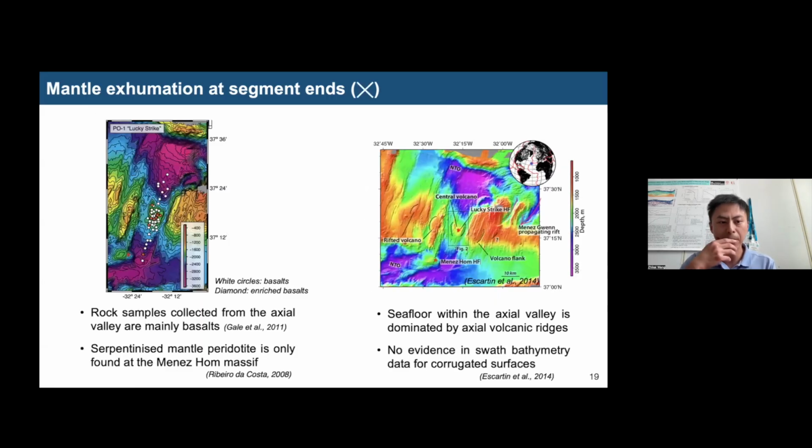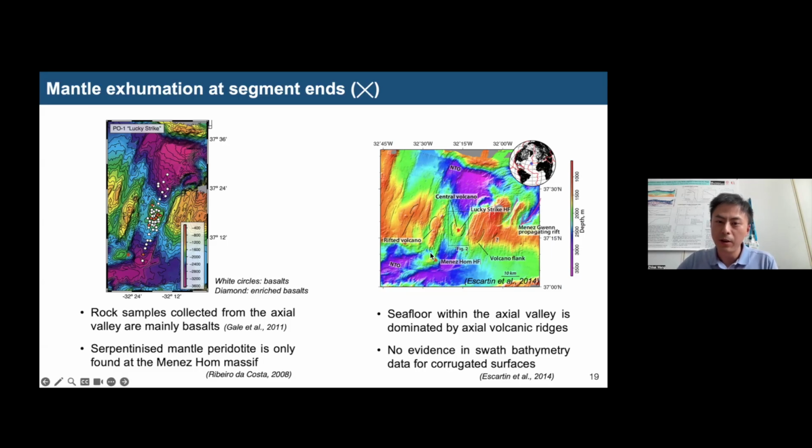So first, there are some dredging studies from this ridge segment, and the rock samples collected, which are shown in this figure, the diamonds or white circles, are mainly basalts. And to my knowledge, only one piece of serpentinized peridotite was dredged from here, which is called the Menez Hom Massif. This red star. It's at the ridge non-transform intersection region, not within the ridge axis.